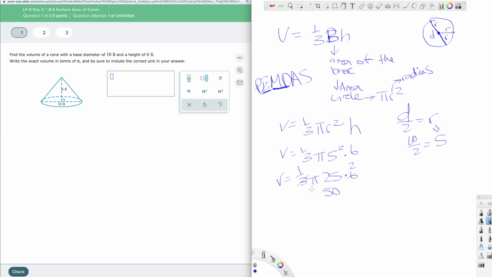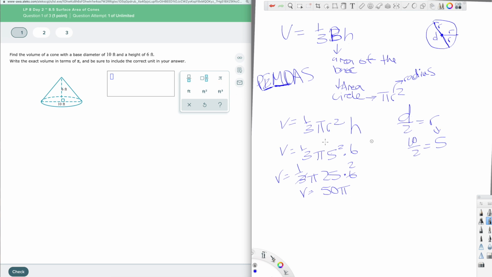And then pi is just going to drop down here. Remember, we're not changing pi to anything, and we're not typing pi into a calculator. They want us to leave it in terms of pi. I can even see that I can click on it right here. So the answer is 50 pi. And then we also need to make sure we put a unit on it. We started with 10 feet and 6 feet. So this is going to be 50 pi feet cubed.